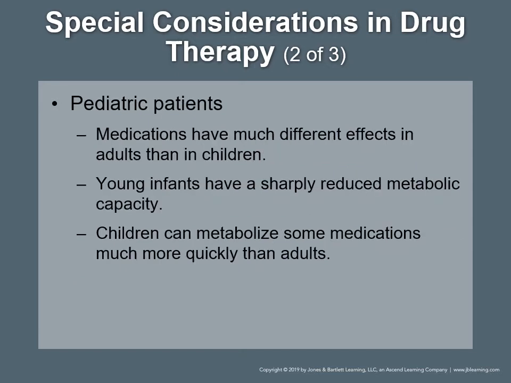Pediatric patients. Medications have a much different effect in adults than in children. Young infants have a sharply reduced metabolic capacity. Incomplete development of the gastrointestinal tract slows absorption of oral medications and delays elimination. Some medications may be more potent in infants than in an adult. Children can metabolize some medications much more quickly than adults and may require relatively higher doses or more frequent administration. And products of metabolism in children can vary from those seen in adults, which sometimes results in unexpected responses.